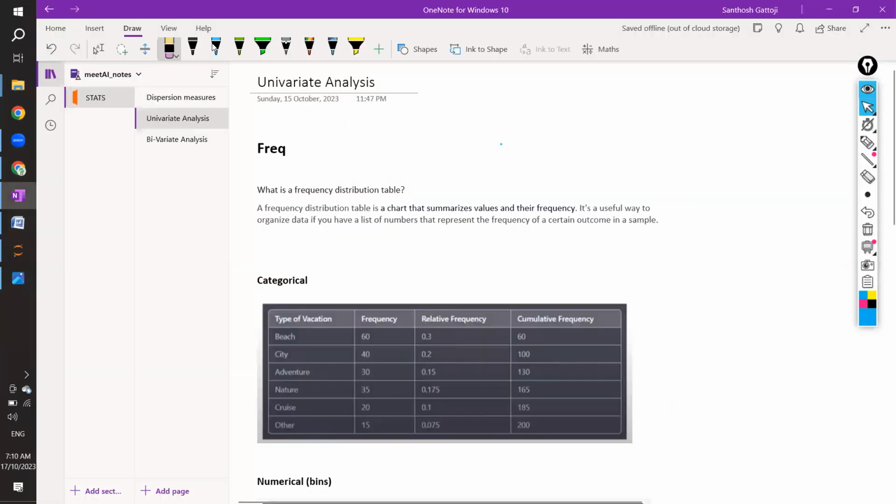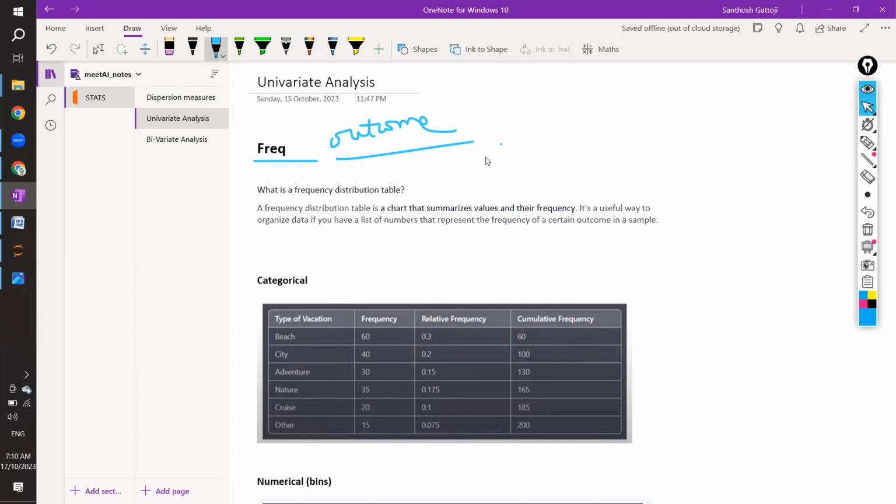We'll come back here. As I said, frequency distribution is the outcome and its frequency for each outcome. Now, first of all, there will be two types of numbers, two types of values.